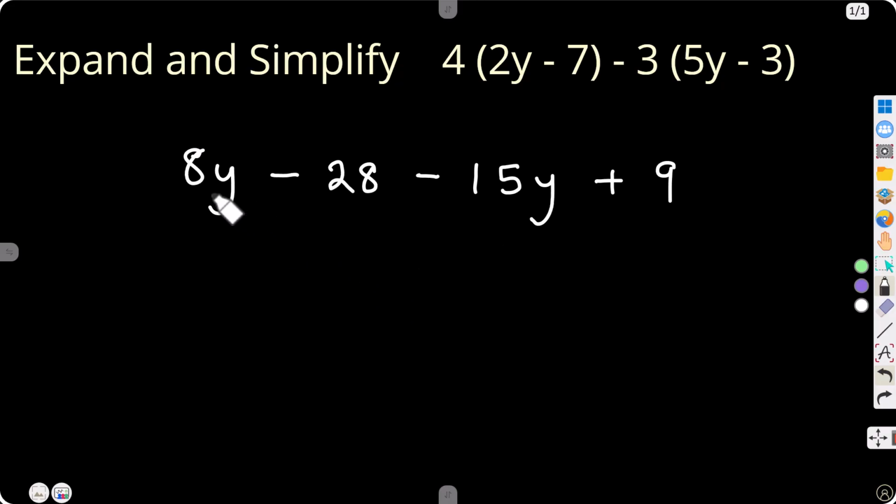So again we do 8y minus 15y. That is going to be minus 7y. And then of course you have minus 28 plus 9. If you do minus 28 add 9, you will have minus, I think that would be minus 19. Okay, so this is just the result of expanding and simplifying this expression. Your result will be minus 7y minus 19.